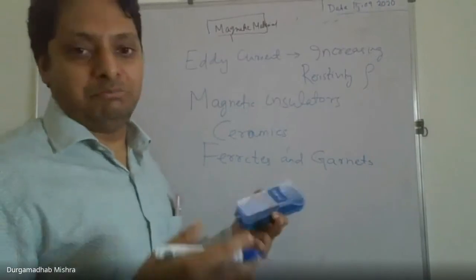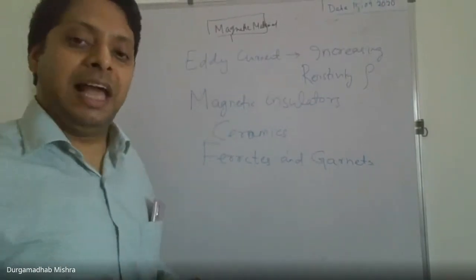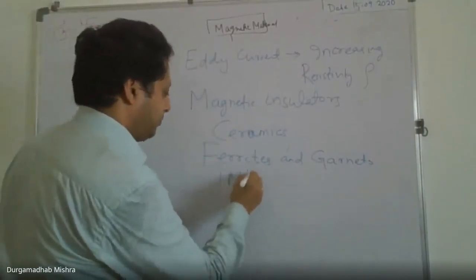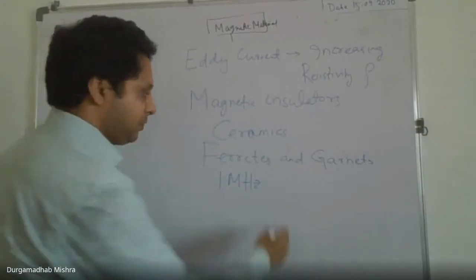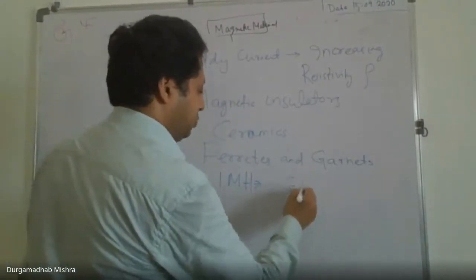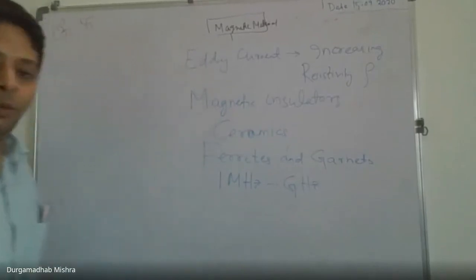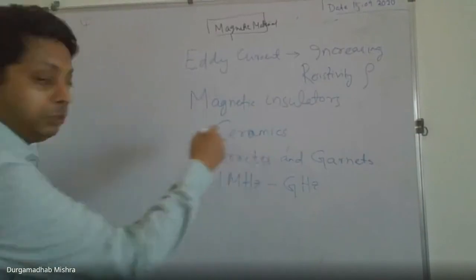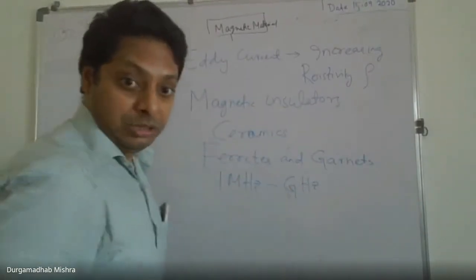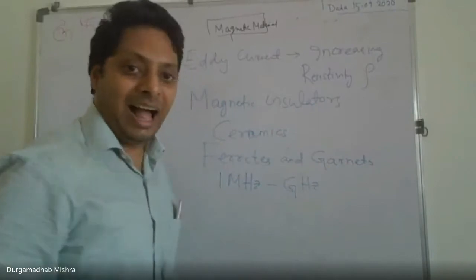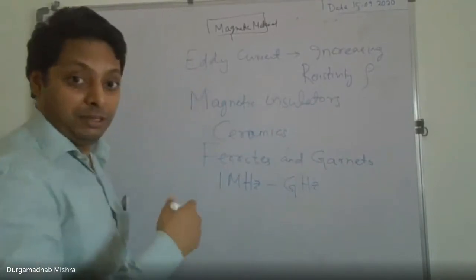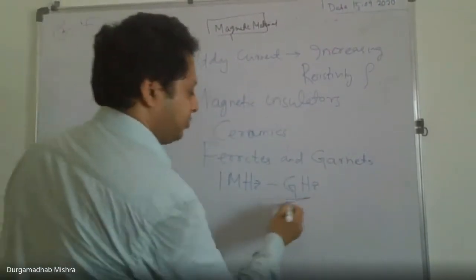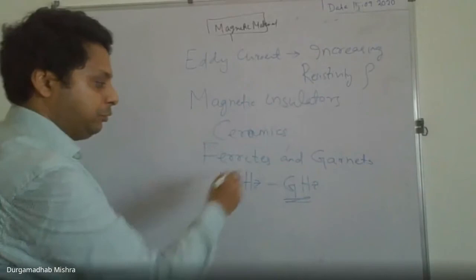But if you want to go to really high frequency applications, like 1 megahertz, some communication, or even the gigahertz range, if you want to use materials in this range, you have to use ferrites. So these are the material choice for high frequency applications. If you want to go into the microwave regime in the gigahertz frequency, there you have to use ferrites.